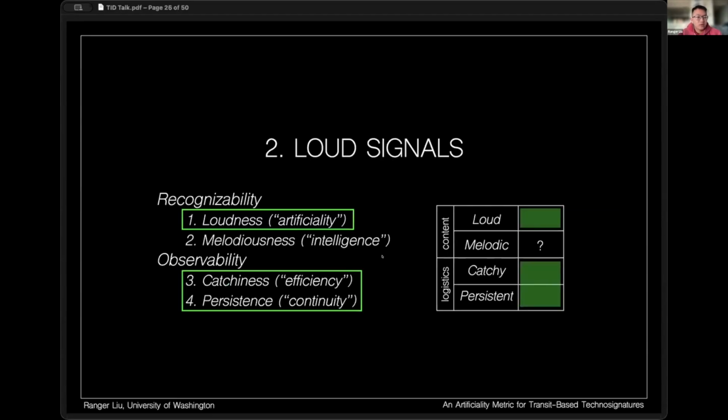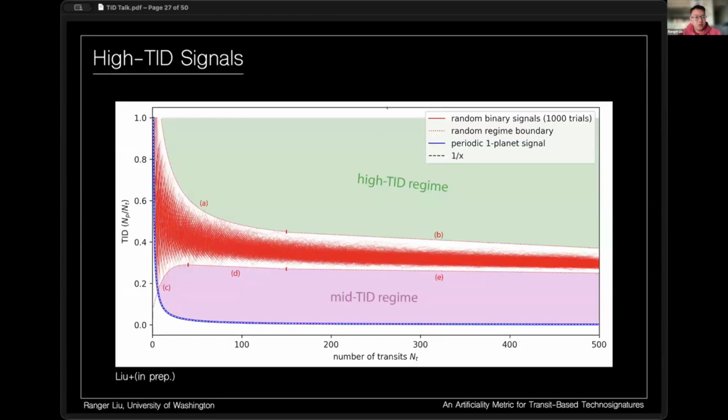So now that we've defined a way to quantify loudness, we want to move on and try to find specific signals that might be good SETI beacons under our criteria. So we're first trying to build signals that fulfill 3 out of the 4 criteria: loudness, catchiness, and persistence, and then analyze the results in terms of melodiousness. In trying to find loud signals, we're going to focus still in the binary case, and we're going to target this high TID regime because it's farther from naturalness than the mid TID regime. So it's kind of louder in that sense.